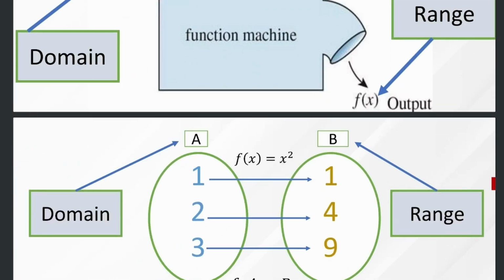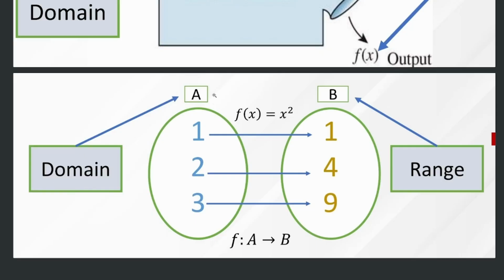Okay, let's see this example. Set A is the domain, set B is the codomain, also known as range. Every element of set A is associated with a unique element of set B. And the function is f(x) = x squared, a function from A to B. So this is our function. It takes some input, processes it, and gives output. If you give 1 squared, it gives 1, 2 squared gives 4, 3 squared gives 9. So this is our function.